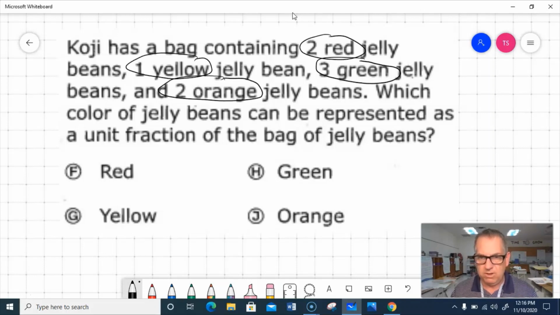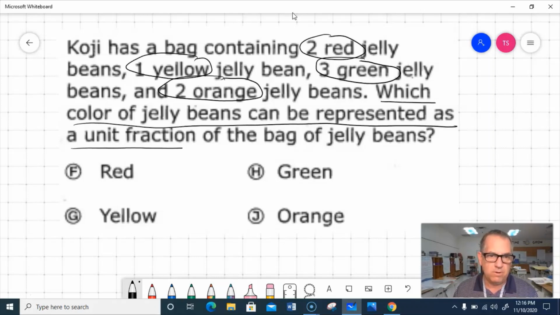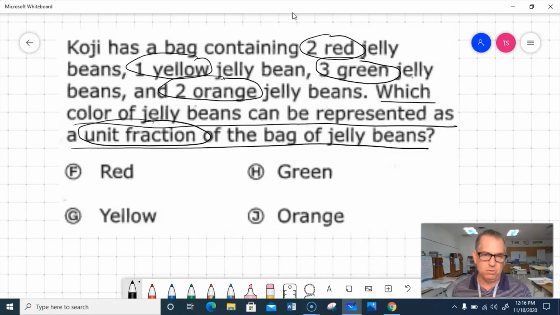So underline, the question says, which color of jelly bean can be represented as a unit fraction of the bag of jelly beans? So unit fraction, that's what we're looking for. We're looking for the one that is a unit fraction. So on my answer choices there, I'm going to go ahead and tell what fraction each one of the jelly beans represents of the bag of jelly beans. The first thing to do is all these are going to have the same denominator. So what denominator are all 4 of these colors going to have? Yeah, that's correct. We need to figure out what the total is to answer that.